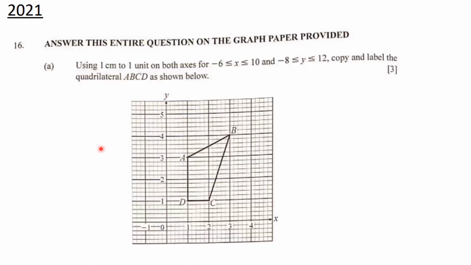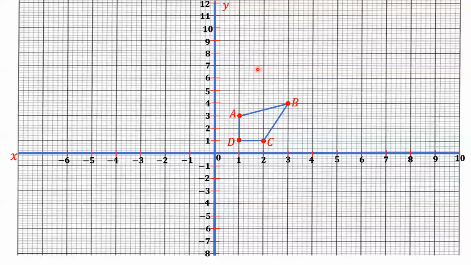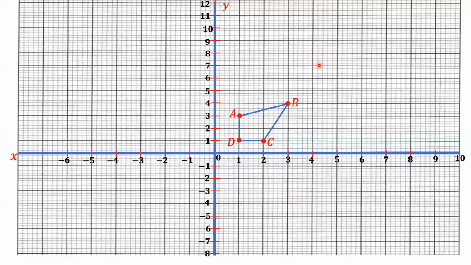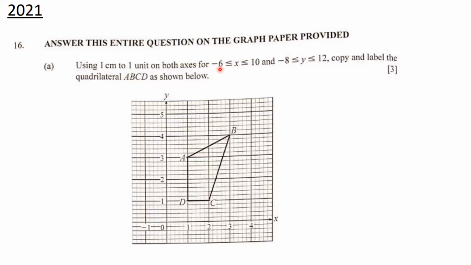Okay, the next question is a transformation question. It says using 1 centimeter to 1 unit on both axes. So for the x-axis, we're going to go from -6 to 10. And then on the y-axis, we're going to go from -8 all the way at the bottom to +12. Okay, good. So we're going to go from -6 to 10 and then -8 to 12.